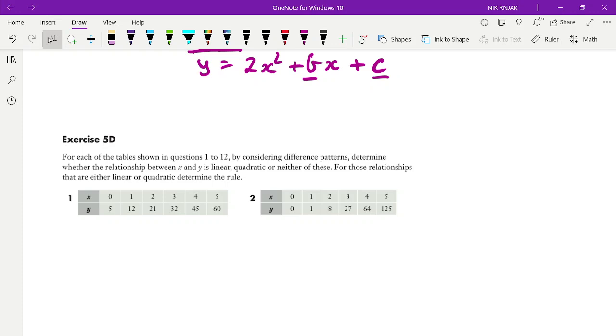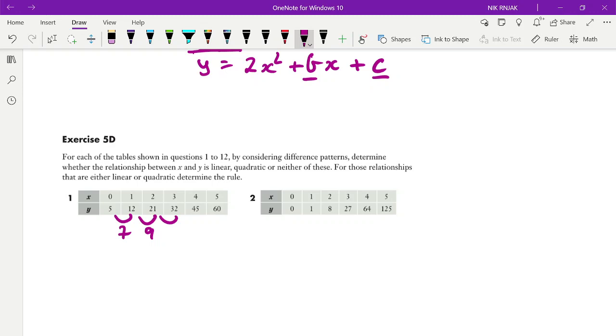So for the first one, let's have a look at the difference pattern. So this one would be 12 take 5, which is 7, 21 take 12, which is 9. This would be 32 take 21, which would be 11, 13, and 15. So clearly not linear, because if it was linear, all of these numbers for the first difference pattern would be the same. Let's have a look at the second difference pattern.